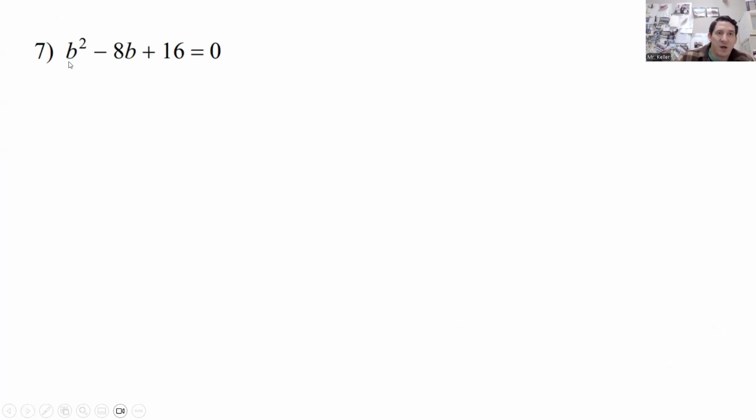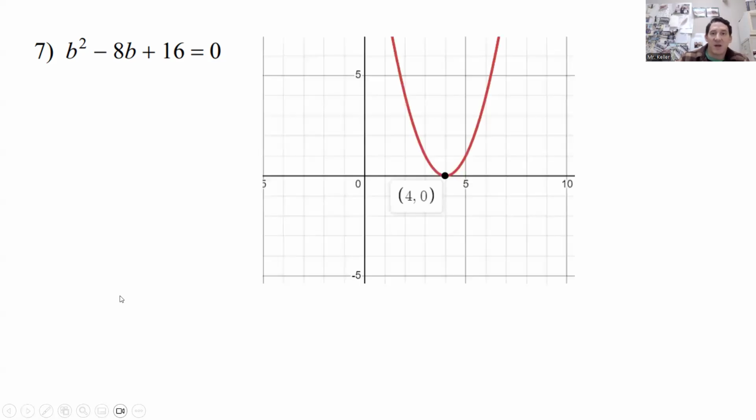So here's our next one. You'd put this into Desmos. I'm not going to switch back over. Here's what the graph looks like when we put it in Desmos. This one only has one solution because it only touches the x-axis in one spot. So this one, the solution is just 4. All right. So when you're solving quadratics by graphing, use Desmos or some other graphing utility that you have. Look it up.